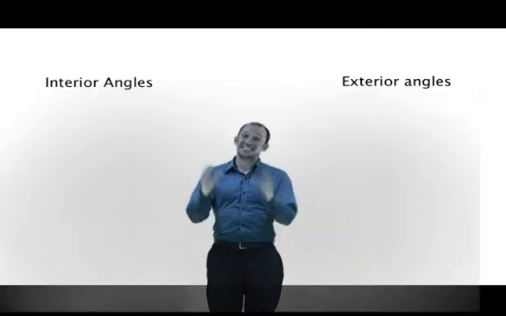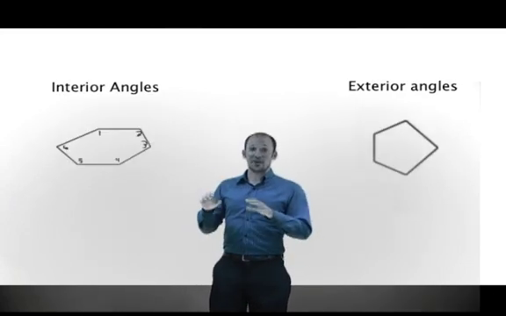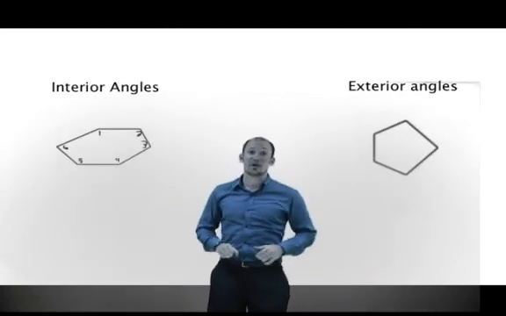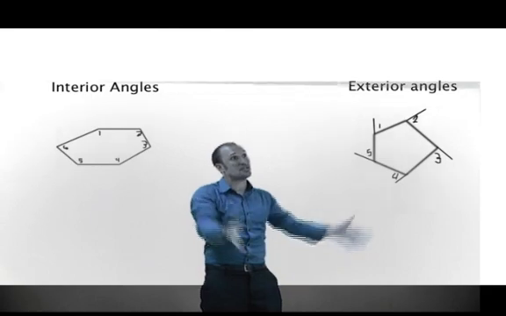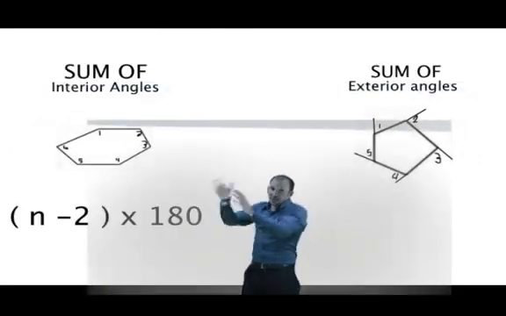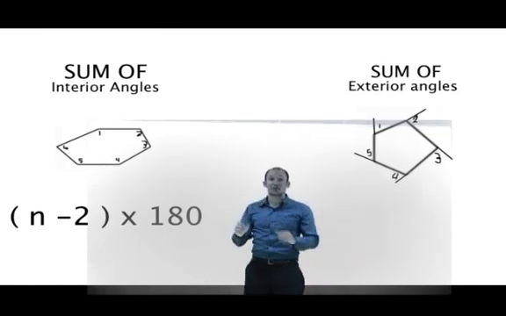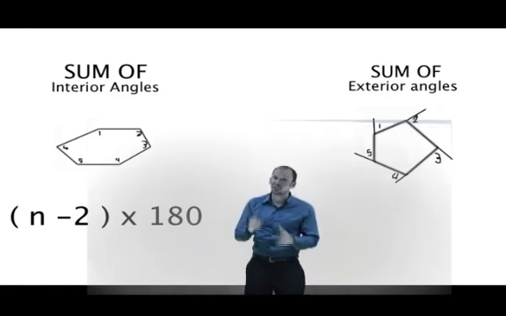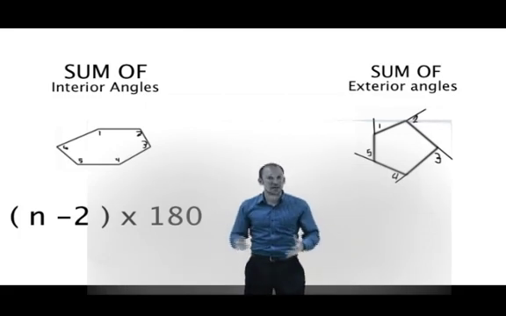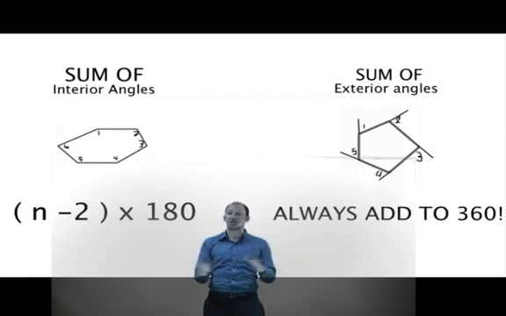We also have interior angles, and we have exterior angles. Now, interior angles are on the inside of the polygon, and the exterior angles are on the outside of a polygon. The interior angles are going to sum up to, or add all of them together to be n minus 2 multiplied by 180. Now, the exterior angles are all going to add up to 360 no matter what. And that's the interior and the exterior angles.